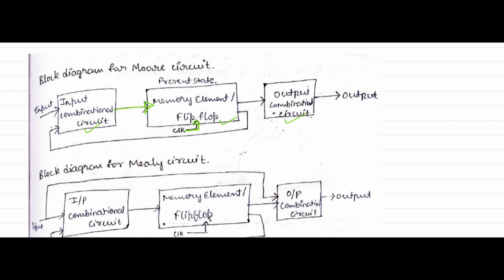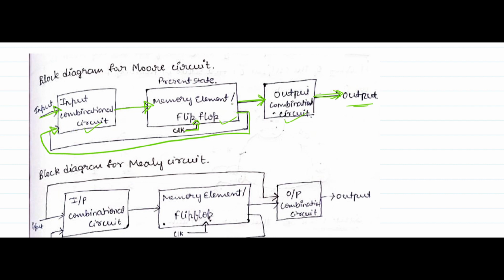Okay, so the input combinational circuit will have input to it. It is connected to the memory element or flip-flop, and the output of this flip-flop goes to the output combinational circuit, and this gives me the final output. And remember one thing, from this flip-flop I will take the signal back to the input combinational circuit.